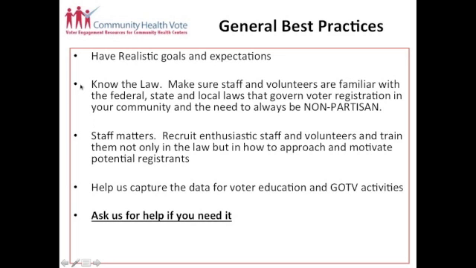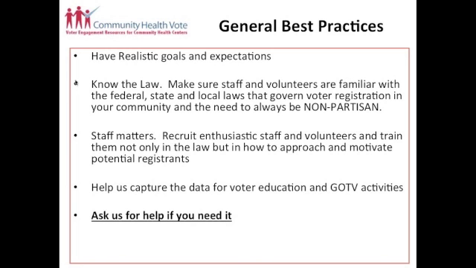Your staff is the most important thing, right? If they do this well, they will be extraordinarily successful. If they do it poorly, no matter what kind of materials you have, no kind of plan you have, you're just not going to be successful in a really effective voter engagement effort. And then help us capture the data for voter education and GOTV activities. The reason we want to capture this data, again, is so we can help make sure people vote, but also so we can give them the opportunity to stay connected after the election.